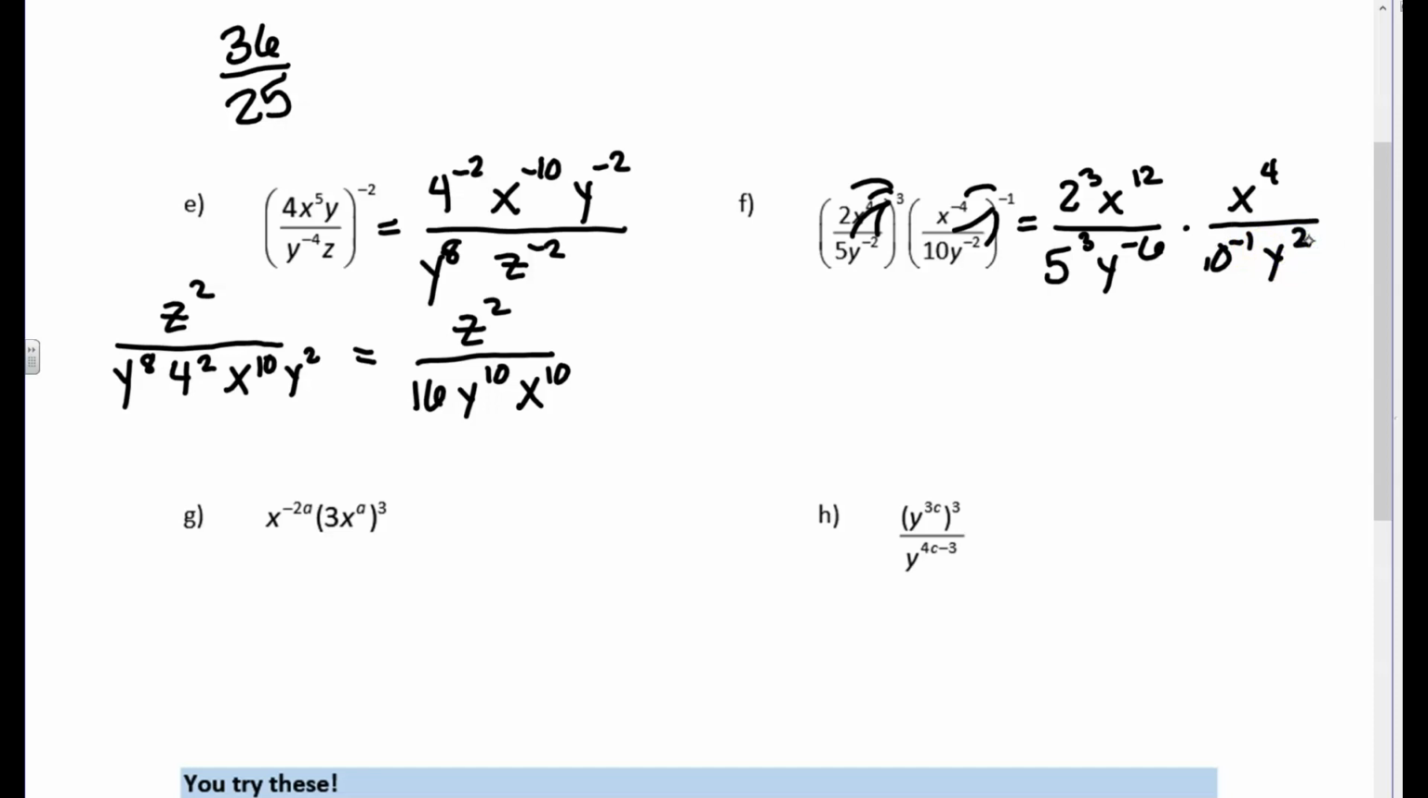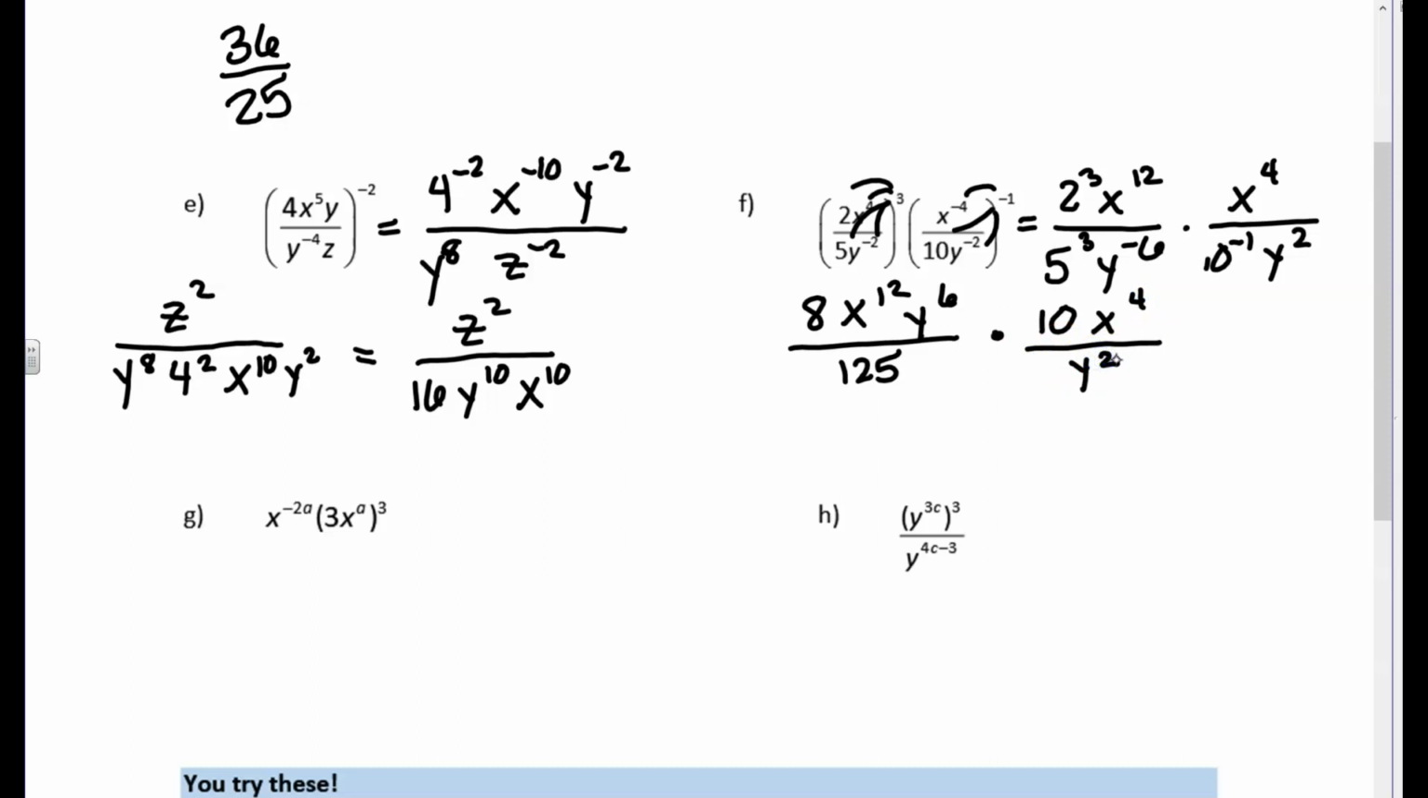Now let's take anything with a negative exponent and move it. I'm also going to go ahead and simplify my coefficients here. So we have 8x to the 12th, and then that y to the 6 comes to the top, over 5 cubed is 125, times that 10 to the negative 1 comes to the top, which is 10, and then nothing else moves in this fraction. x to the 4th over y squared.